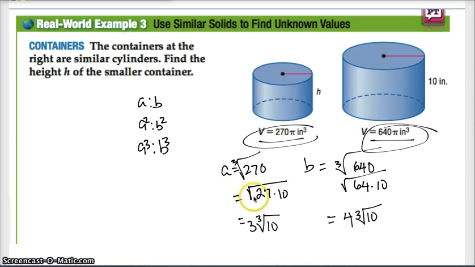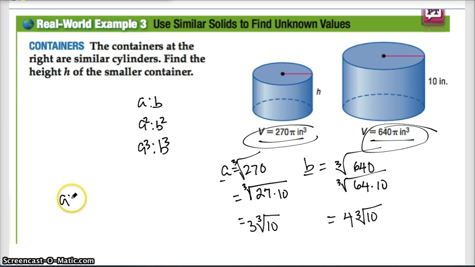So check out how I'm breaking this down. I took 270 and wrote it as 27 times 10, and 640 is written as 64 times 10. The reason why I broke it down like that is because I can take the cube root of 27, which is 3, because 3 to the third power is 27, and I can take the cube root of 64, which is 4. 4 to the third power is 64. But the 10 and the 10, alas, need to stay indoors. So does this mean that h is equal to this number? No, no, no. Remember, this just gives us the basis in order for us to figure out the scale factor.